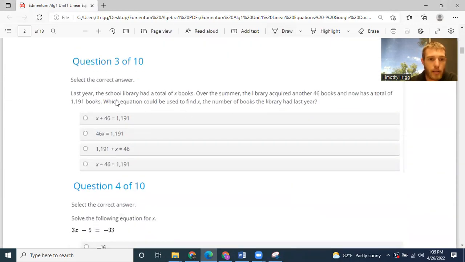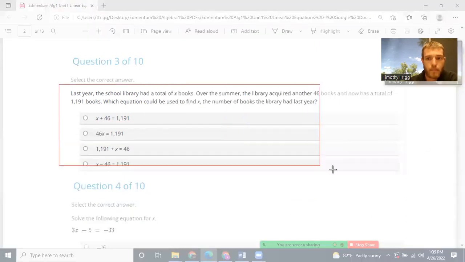Question three. Last year, the school library had a total of X books. Over the summer, the library acquired another 46 books and now has a total of 1,191 books. Which equation could you use to find X, the number of books the library had last year?